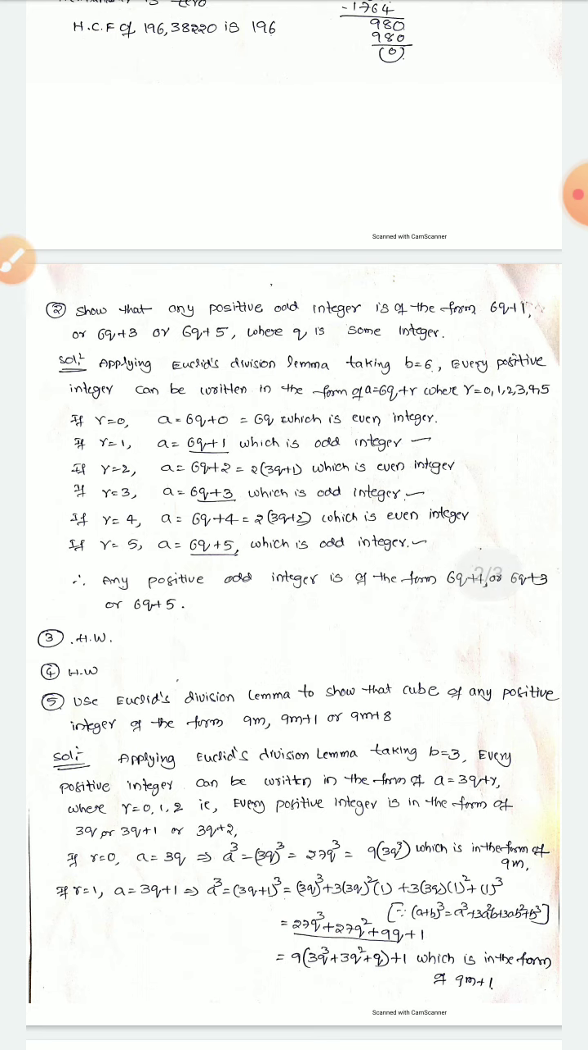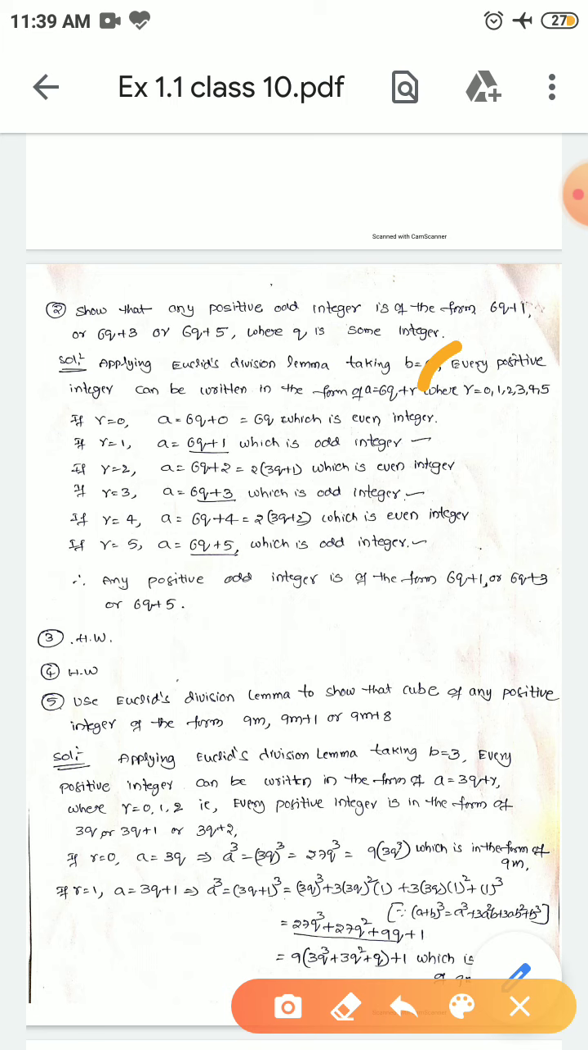So now let us move here. If r equals 0, you substitute 0 in the place of r, and a is equal to 6q plus 0, that is 6q, which is an even integer. How do you know it is an even integer? It is a multiple of 2. The 6q is a multiple of 2, that's why it is an even integer. If r equals 1, you substitute 1 in the place of r. So 6q plus 1 you will get, which is an odd integer. 6q is even, so 6q plus 1 is obviously an odd integer.